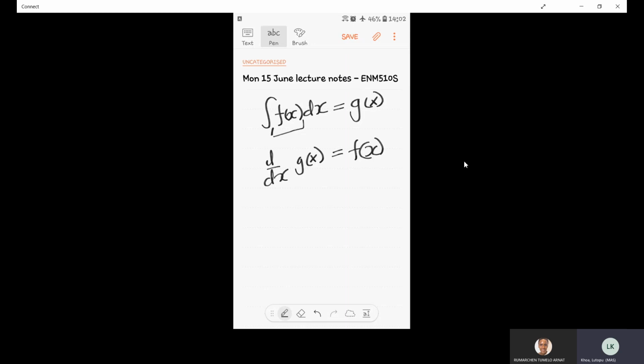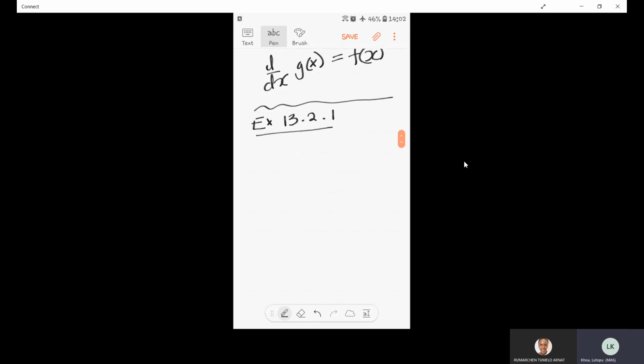So we looked at a few techniques and some of the derivatives that are standard, and today we'll continue with some more examples of integrating. So these are the questions from exercise 13.2.1. We have the integral of 6 dx.